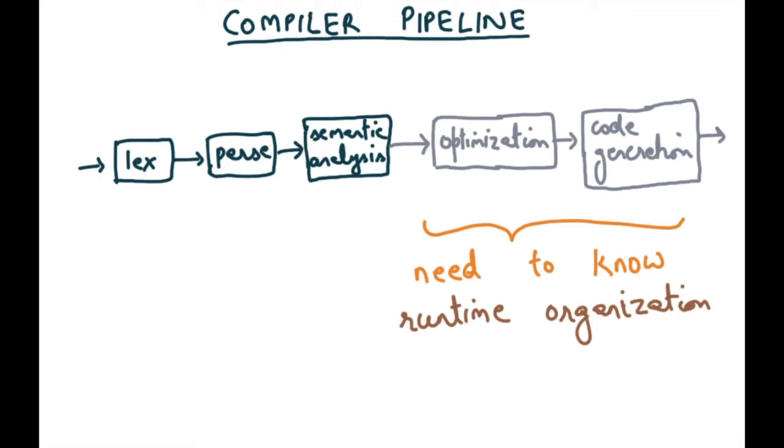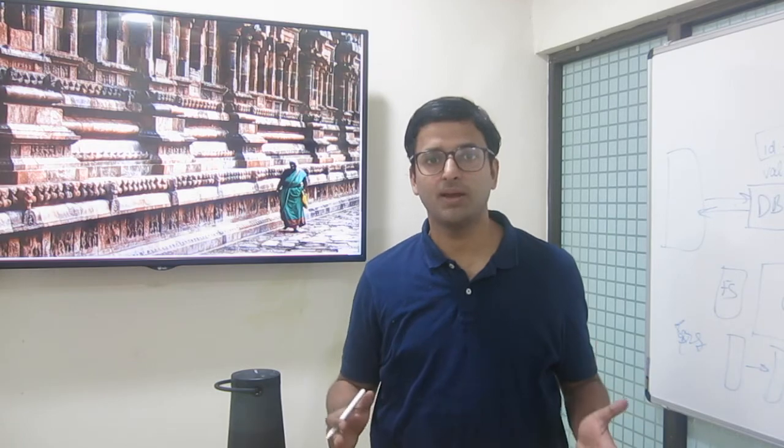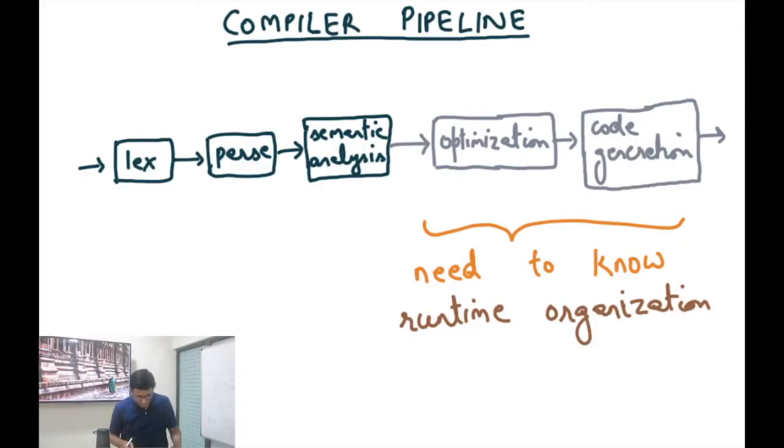So far we have looked at the compiler front end: the lexer, the parser, and the semantic analysis phase. If we look at the compiler pipeline, again, we have a lexer, a parser, and semantic analysis. These three steps can be thought of as the front end of the compiler. And the back end of the compiler is optimization and code generation.